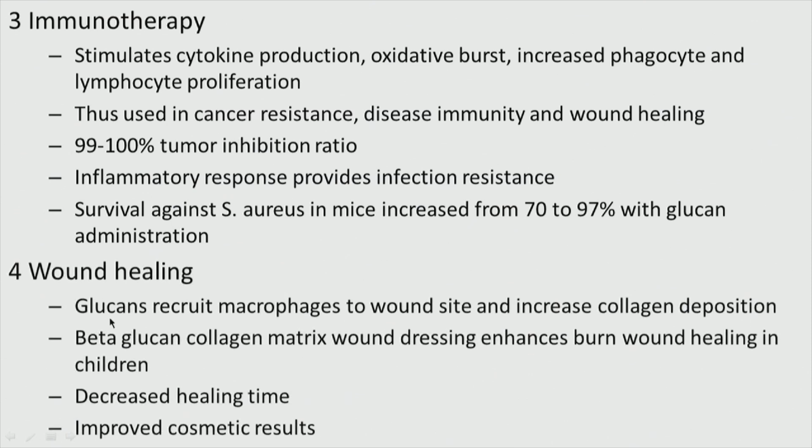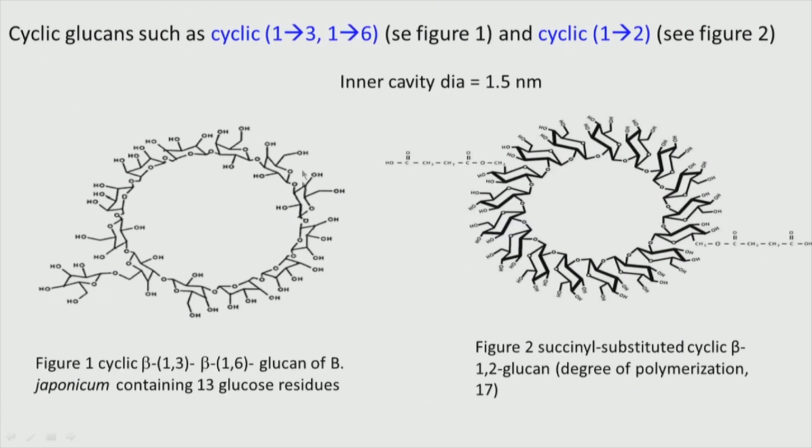Wound healing: they can recruit macrophages to the wound site and increase collagen deposition. So we can combine beta glucan with a collagen matrix as wound dressing, especially for burn wound healing in children, with decreased healing time and improved cosmetic results. Then come cyclic glucans.